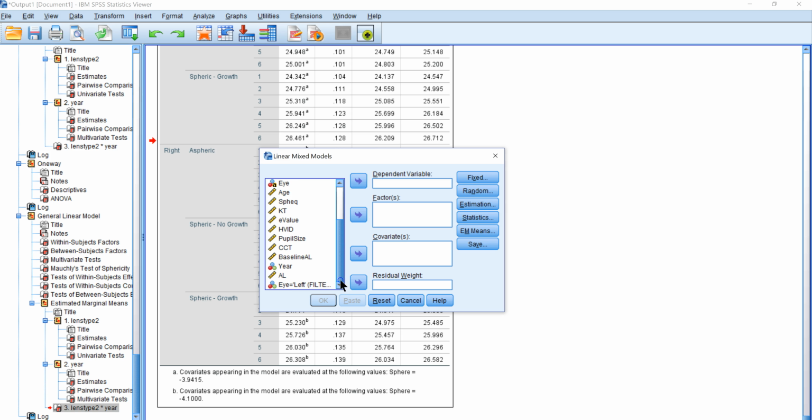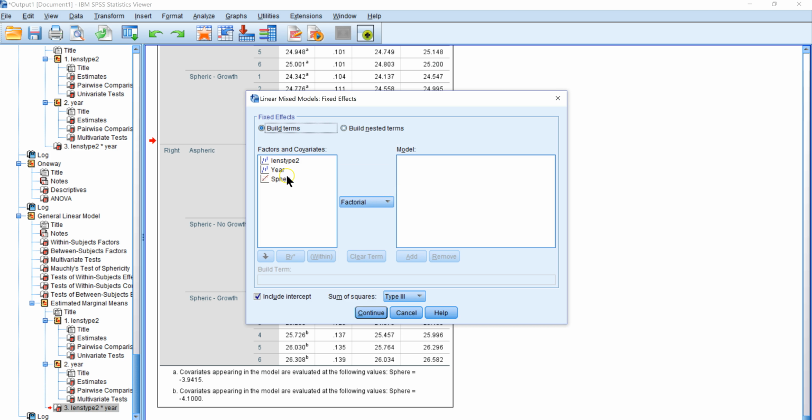Our dependent variable now, instead of all those AL 0 through 6, is just going to be AL. Our factor is going to be lens type 2 and year. And we're going to use spherical equivalent as a covariate so that we can get everybody in the same place on the first year. So let's see. Our model is lens type by year and spherical equivalent.